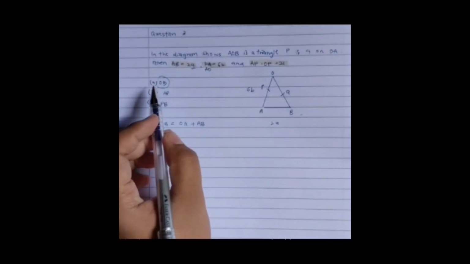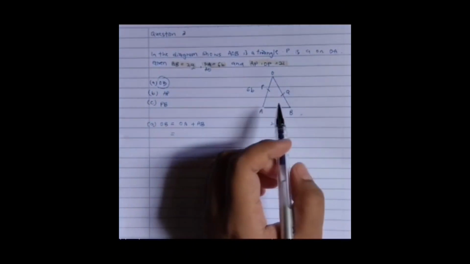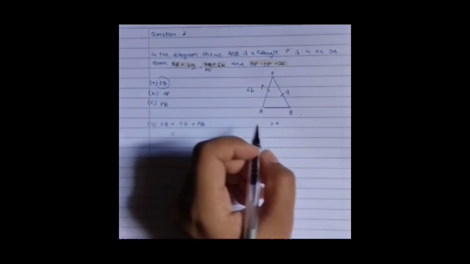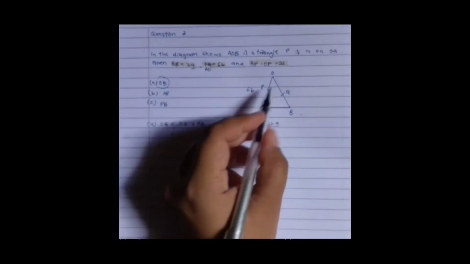So first we have to read the question and the information given. So here AB equal to 2A, AO equal to 6B and AP ratio to OP is 2:1. So first we have to find OB. So based on information given, we know that AB is 2A and AO is 6B.